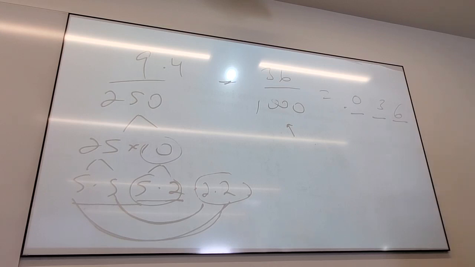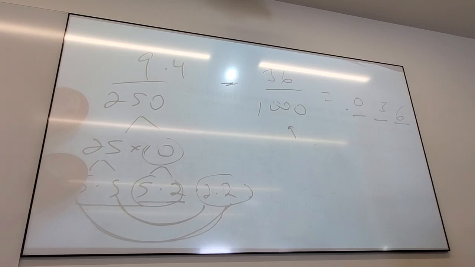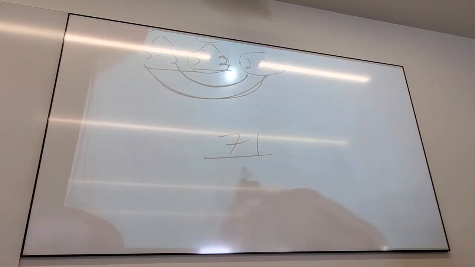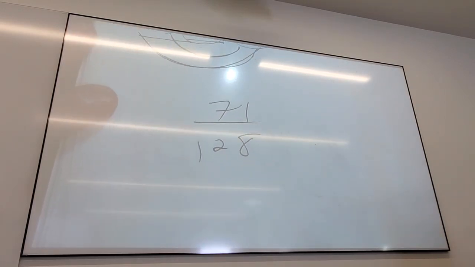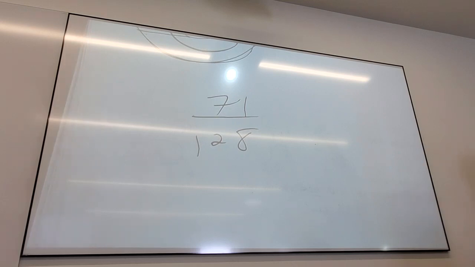Yeah, let's do another one. We've got a couple examples. What about 71 over 128? Will it terminate? Really hard to just tell by looking at it. You guys help me out. What's the first step? Because we got to know if it will terminate.